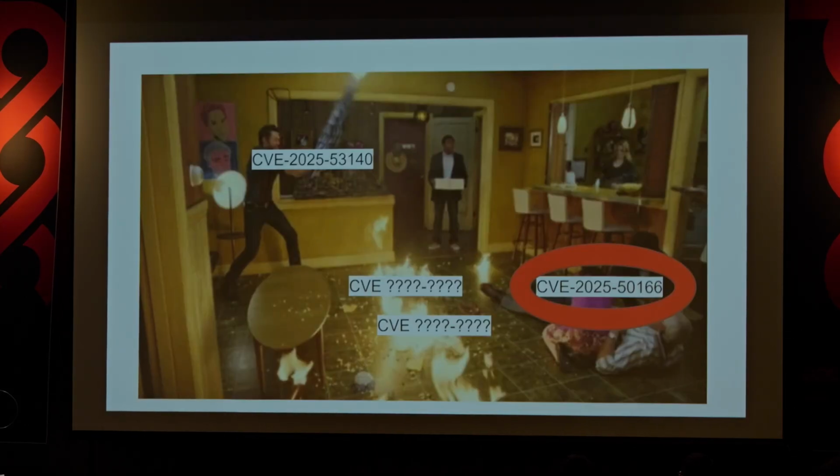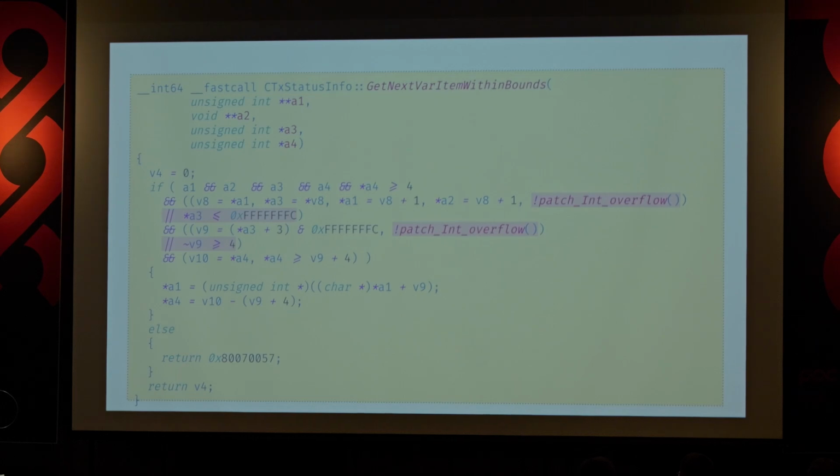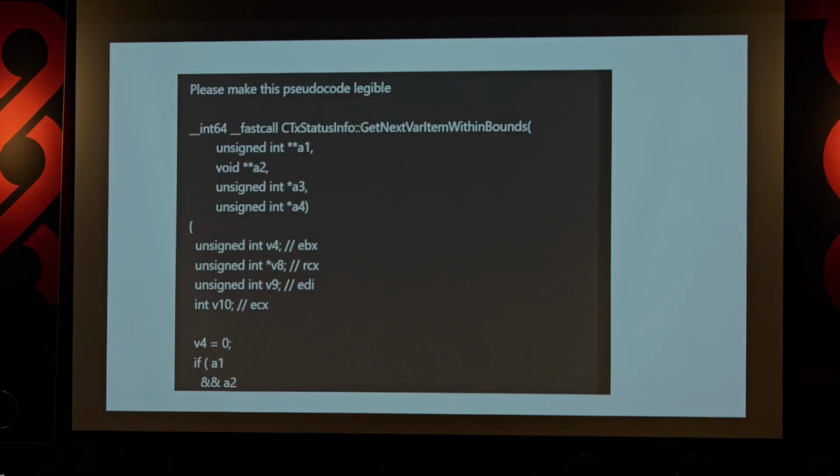Lastly, let's take a look at this vulnerability. This is not in KTM, it's in MSDTC, and it's an information disclosure vulnerability due to an integer overflow. Now, I found the vulnerable function. As you can see, it's GetNextVarItemWithinBounds, and I would say the patch speaks for itself, right? The pseudocode is very legible, and you should be able to understand it instantly. So I won't proceed further. Thank you. I'm just kidding.